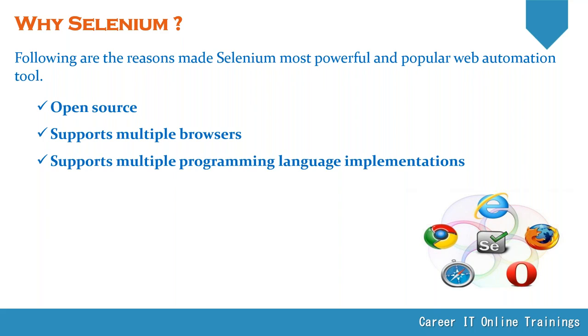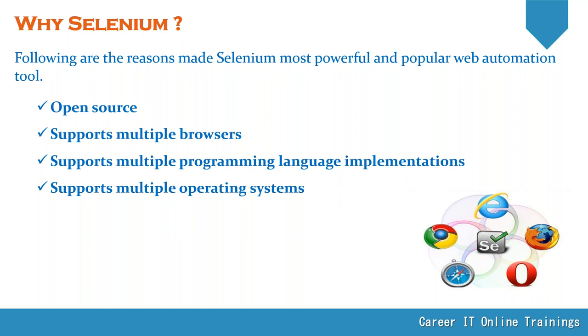Then it supports multiple programming languages. If you are familiar with Java, you can automate the scripts with the Java language. Or if you are familiar with other languages like Python, C Sharp, Perl, Shell, VB script, anything, you can use it while working with Selenium. But with QTP, you are limited to VBScript. Other than VBScript, there is no other choice.